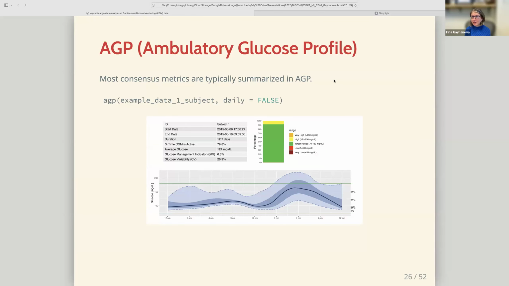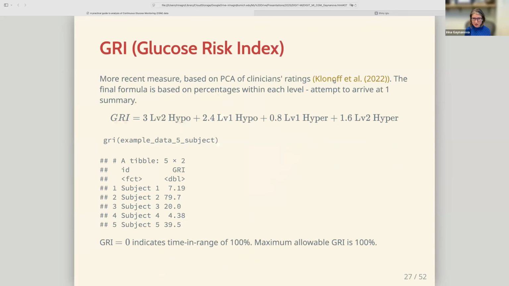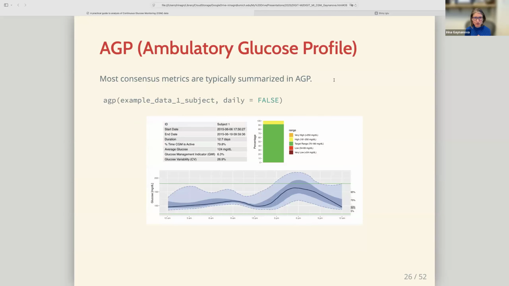Ambulatory glucose profile, or AGP. Oh, sorry, I did this again. I'll try to be more careful. Here we go. So ambulatory glucose profile is a typical assessment. So anyone who wears an unblinded CGM and has an app can download their profile as AGP. And it's basically a visual summary that contains all the consensus metrics.